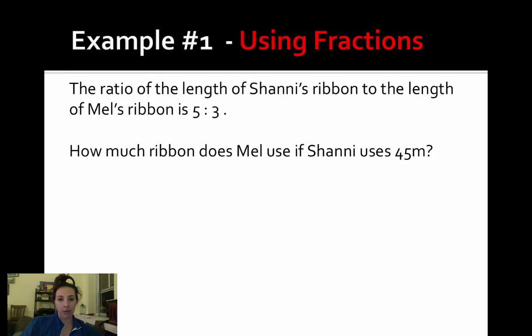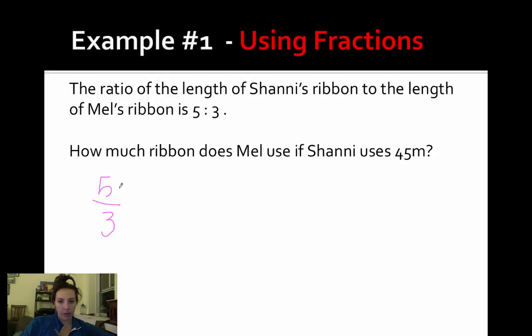Okay, so example number 1 is using fractions. The ratio I'm giving you is that the length of Shani's ribbon to the length of Mel's ribbon is 5 to 3. How much ribbon does Mel use if Shani uses 45 centimeters? The way that we work this out is we can set this up like a fraction. We can do 5 over 3.